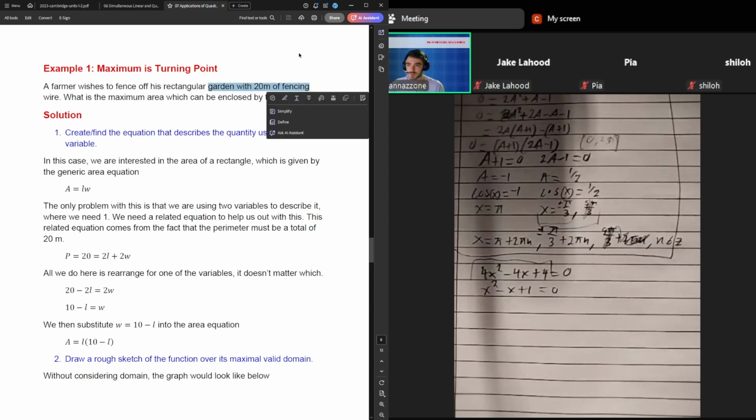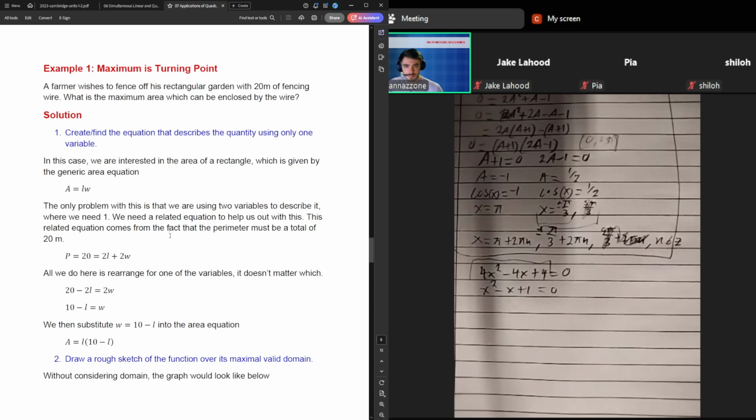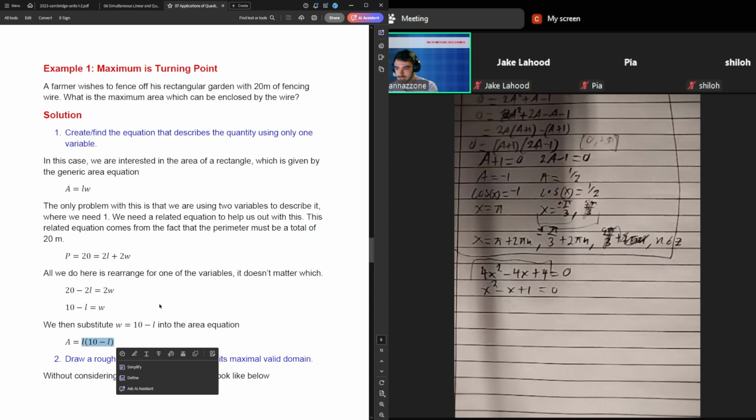The fact that we have 20 meters total of fencing wire means that our total perimeter of that shape is going to be 20. And if you think about how the rectangle works, it's going to have two lengths and two widths. So the addition of those two things should give you the total 20 meters. From there, you can actually pick which of these variables you want to rearrange for, unless the question forces you to pick one. I've chosen to rearrange for W and then get my equation in terms of L. You could rearrange for L and get your equation in terms of W. It's not actually going to change.